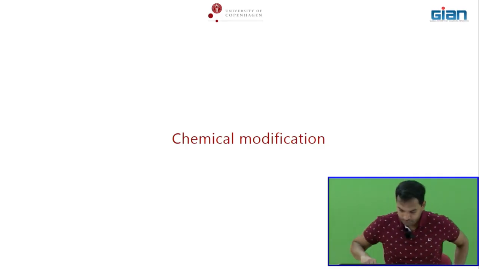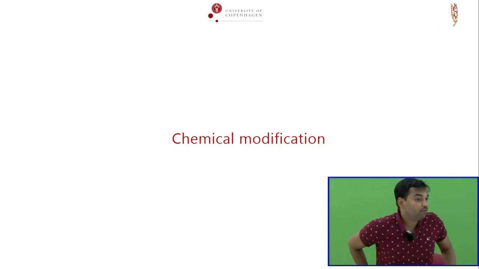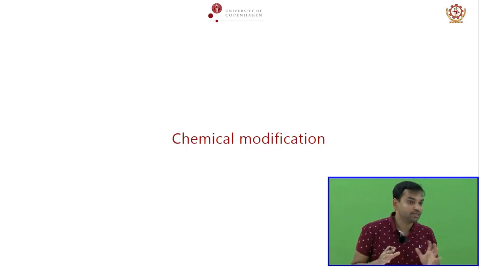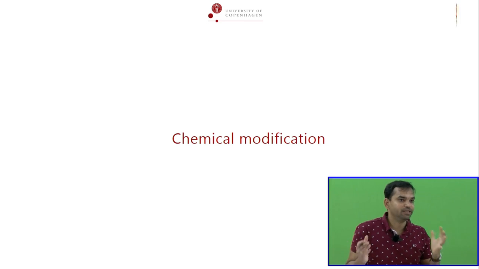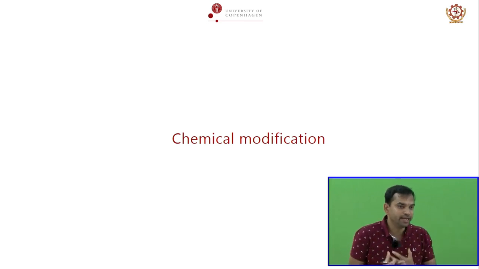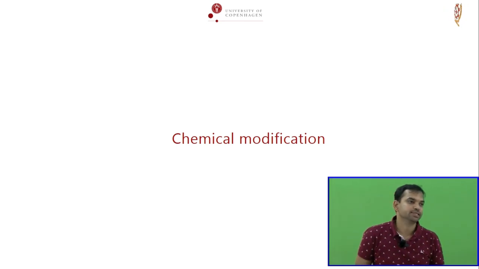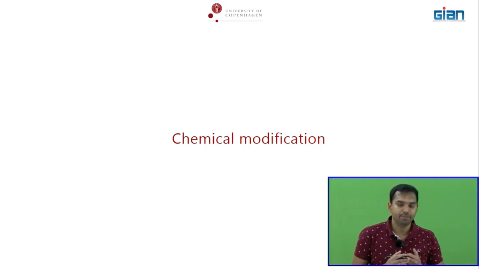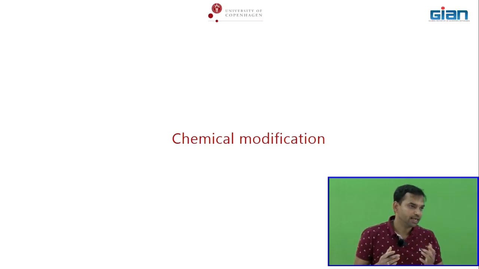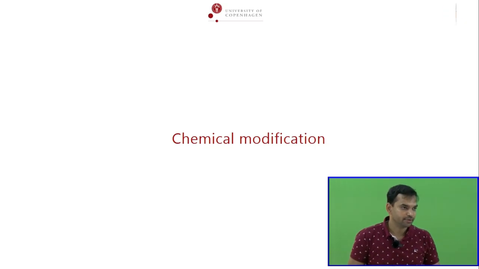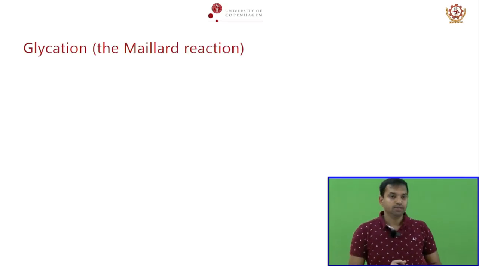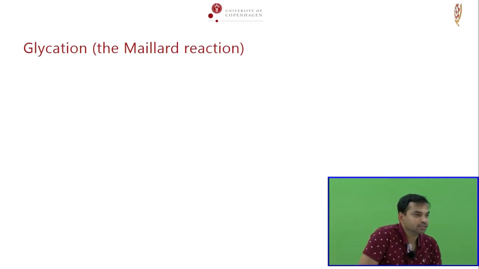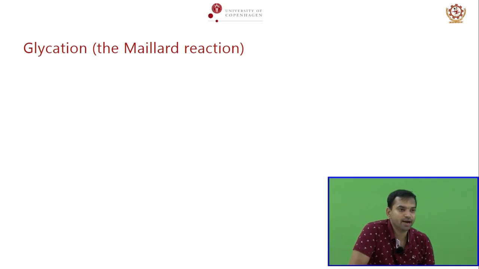When I say chemical modification, it's not that proteins are chemically modified in some vague sense. It's basically the usage of chemical reagents to modify proteins, right? When you use chemical reagents to modify proteins, then we call it chemical modification in this context, and that will change the chemistry of proteins. The first one is glycation, also known as the Maillard reaction.